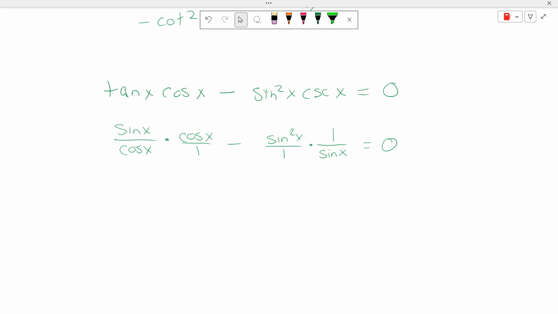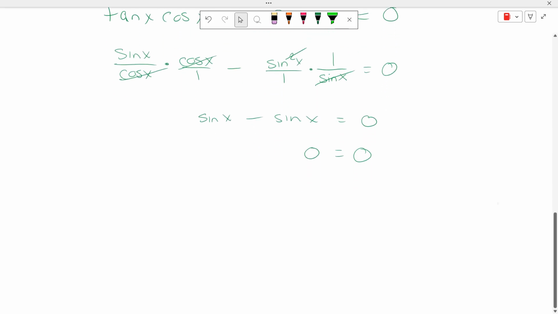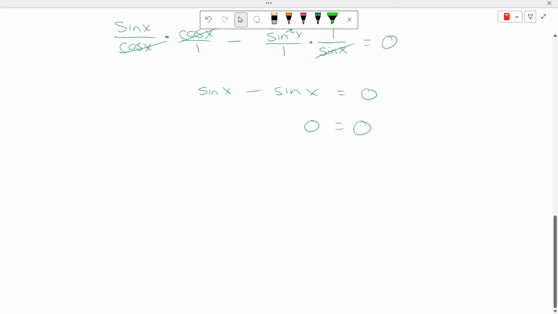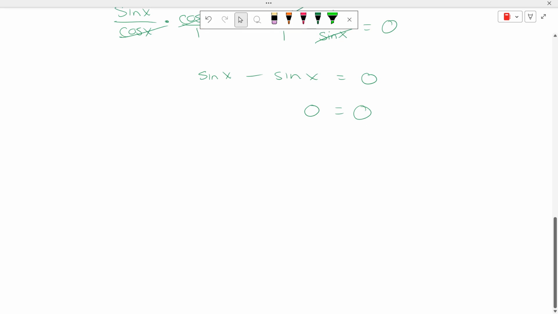Okay, so I can do some canceling here, right? I can cancel a cosine with a cosine. And one of the sines up here with the sine down here. So I get sine of x minus sine of x equals 0. So 0 equals 0. Are we good?